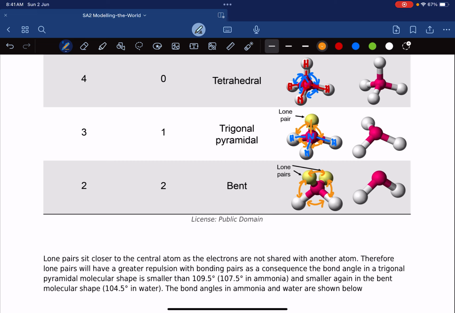So that's what happens. We'll stop here. In the next video, we'll look at other molecules and try to predict their shapes.